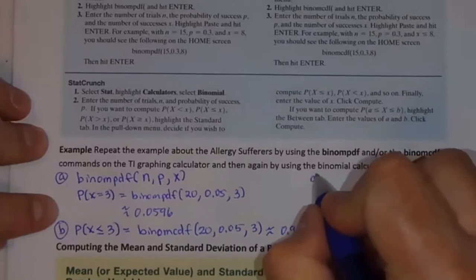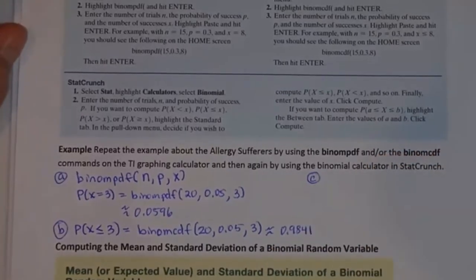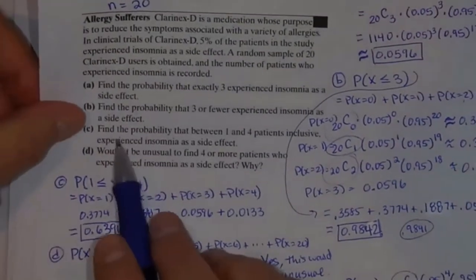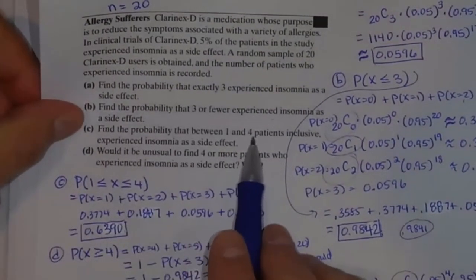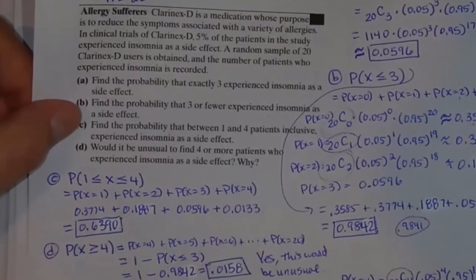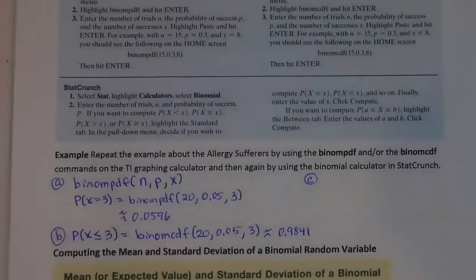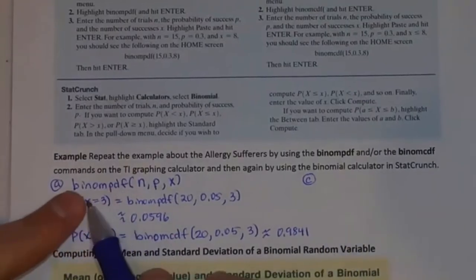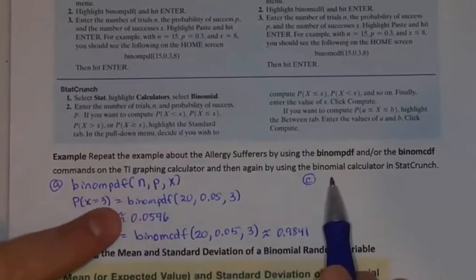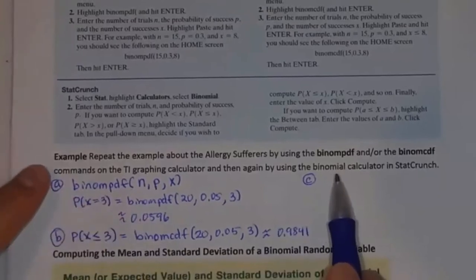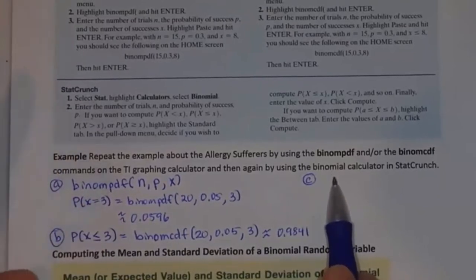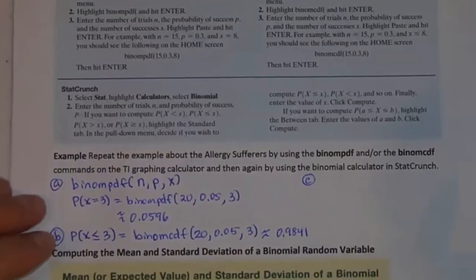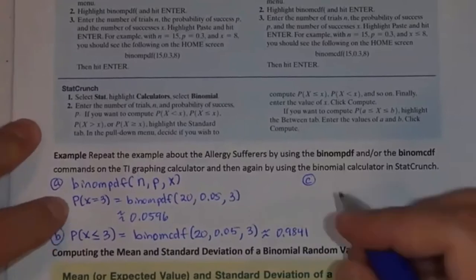Now for part C. Part C is a little trickier to use the calculator for because we're doing between 1 and 4, okay? So I have 2 ways that I can think about that problem. One is I could do it like we did by hand. I could use Binomial PDF and find the probability of 1 success, the probability of 2 successes, the probability of 3 successes, the probability of 4 successes, and add those up, okay? That's a bit of a pain.